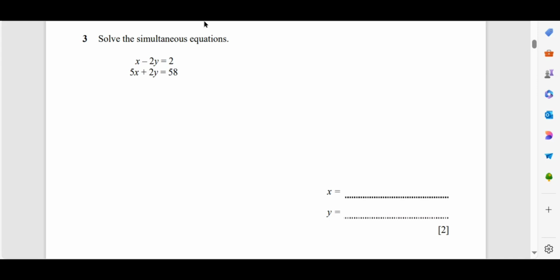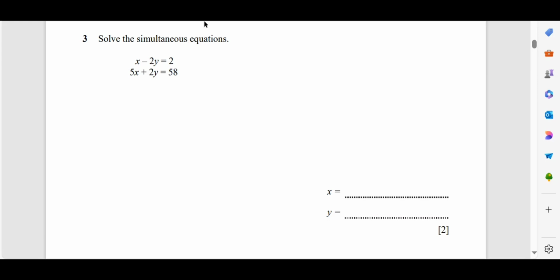Now, how do we solve by the elimination method? All we need to do is first of all decide on which of the variables to eliminate, whether it's x or y. Then if we decide on that, the next step is to make the coefficient of the variable we want to eliminate equal, irrespective of the sign. That's without considering the minus or plus, just make the value the same. We say that we're trying to make the magnitude of the coefficient of the variable the same.